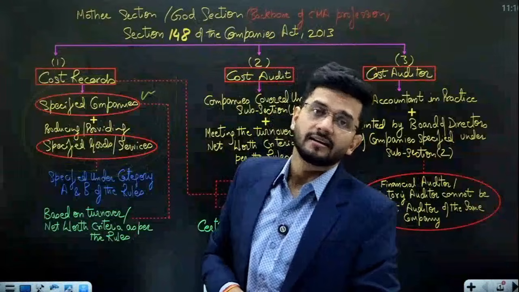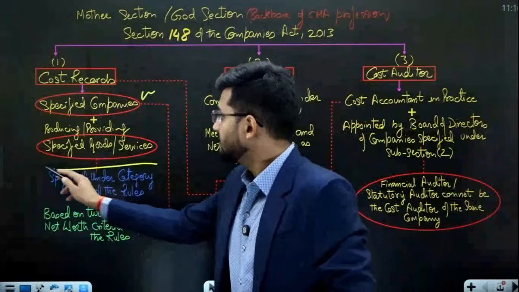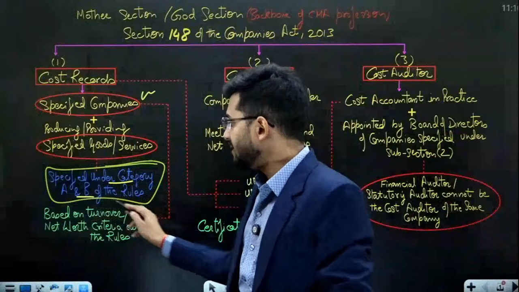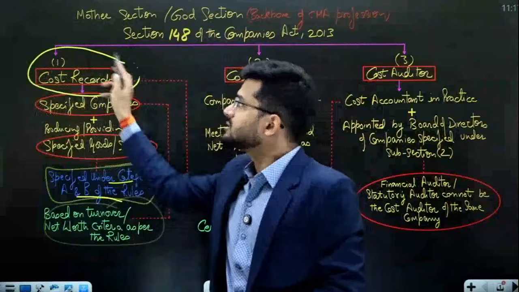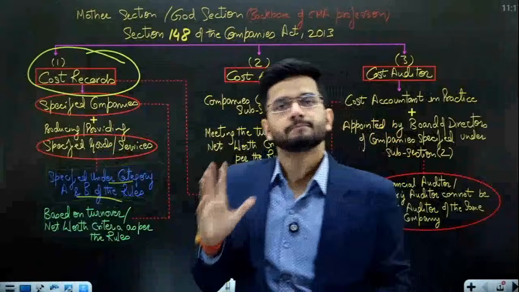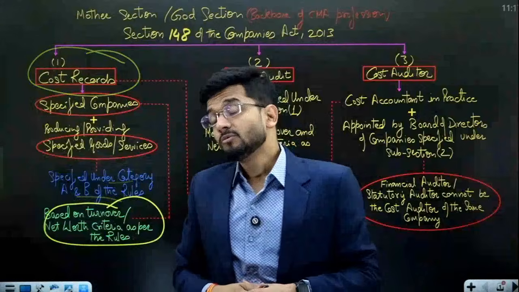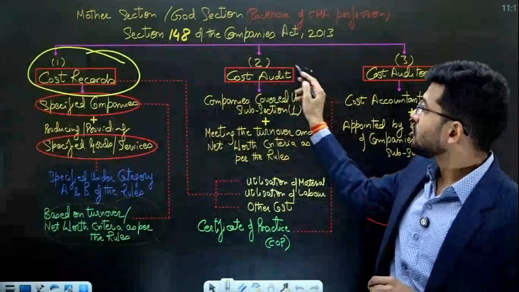If these criteria are met, then the goods specified in category A and B, based on turnover criteria or net worth criteria, are mandatorily required to have cost records prepared. Okay. Now, let me move on to the second subsection, which is cost audit.